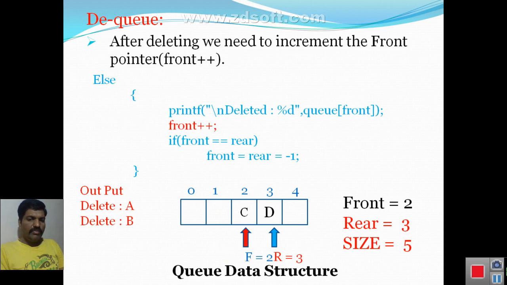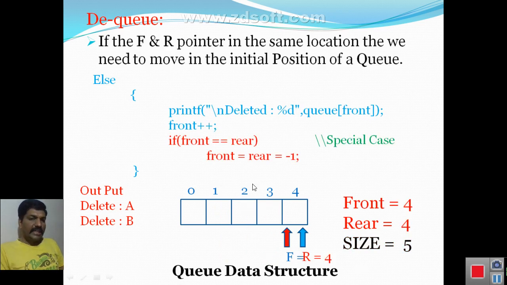Okay, then one more special case. While we are deleting an element from the queue, if you find the condition front equal to rear equal to 4, then after this one we can't increment the rear, because all 5 locations are over. Even though there are empty spaces, to insert an element you need to increment the rear pointer to the next adjacent location. It is not possible here even though the queue is empty.